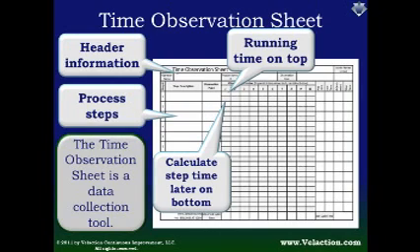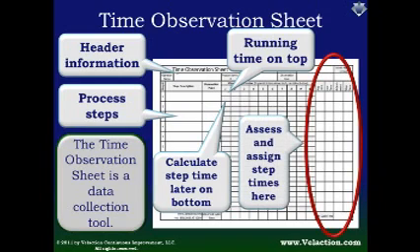Here's one tip that will help make your time observation go more smoothly. Don't feel like you have to reset your stopwatch for each observation. Simply record the running time in the next column and go back and do the math later. Once you've completed your timing, you have to assess the results and assign times to each of the process steps. There are several different methods to go about doing this.